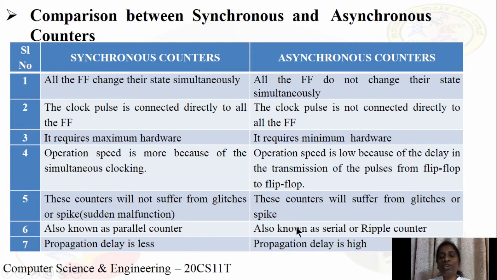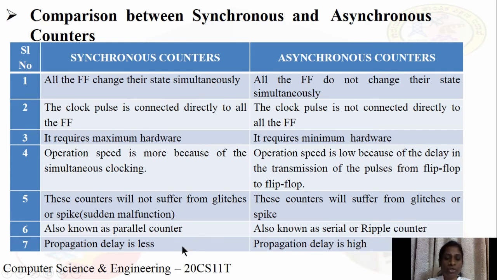Then, in the case of asynchronous counters, we will connect the clock pulse to the first flip-flop. Then, the second flip-flop will change its state by the previous flip-flop's output. The clock pulse will ripple, or serially move, from one flip-flop to another flip-flop. So, we will call this asynchronous counter a serial or ripple counter.